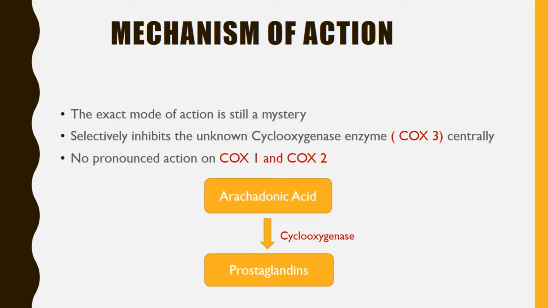Normally, arachidonic acid is converted to prostaglandins through the enzyme cyclooxygenase 1 and 2, and these prostaglandins are responsible for the inflammation, pain, and fever, which are inhibited by the NSAIDs. And those prostaglandins from COX-1 are responsible for the activation of platelets and the production of mucous membrane in the GIT. As paracetamol has no much effect on COX-1 and COX-2 in the periphery, it is free from the side effects of COX-1 and COX-2 inhibition.